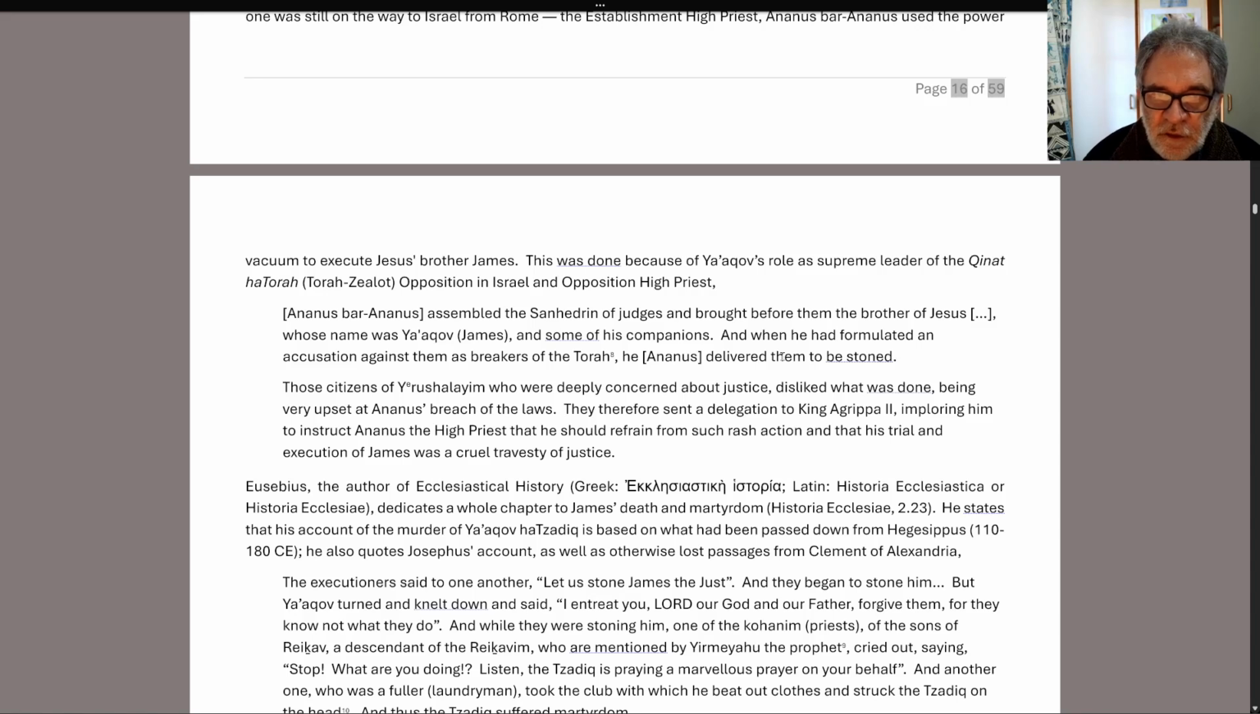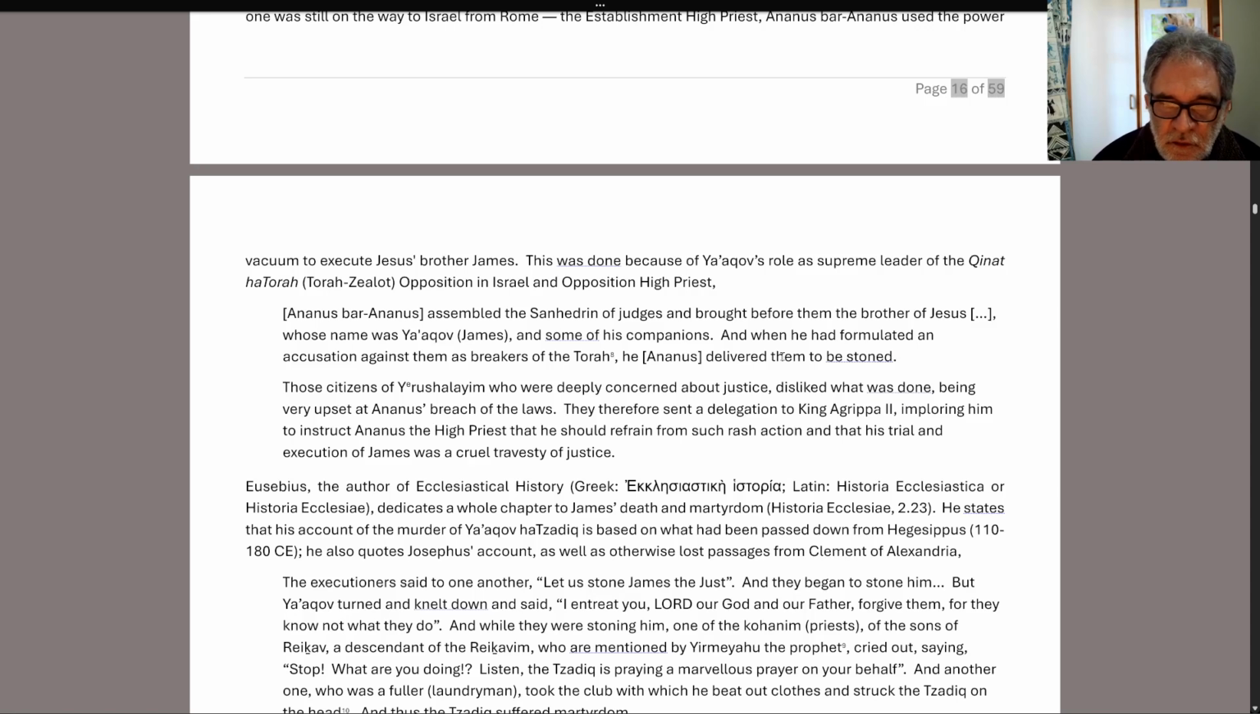Those citizens of Jerusalem who were deeply concerned about justice disliked what was done, being very upset at Ananus' breach of the laws. They therefore sent a delegation to King Agrippa II, imploring him to instruct Ananus the high priest that he should refrain from such rash action, and that his trial and execution of James was a cruel travesty of justice.